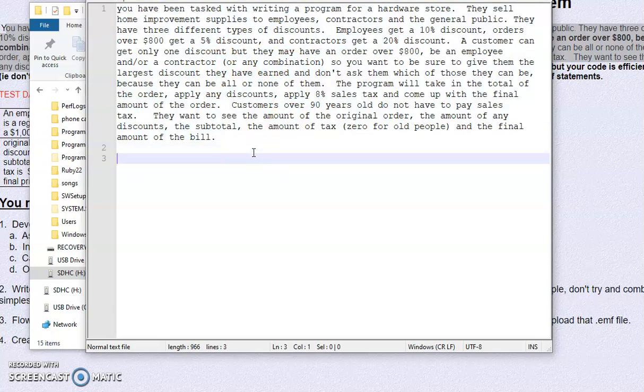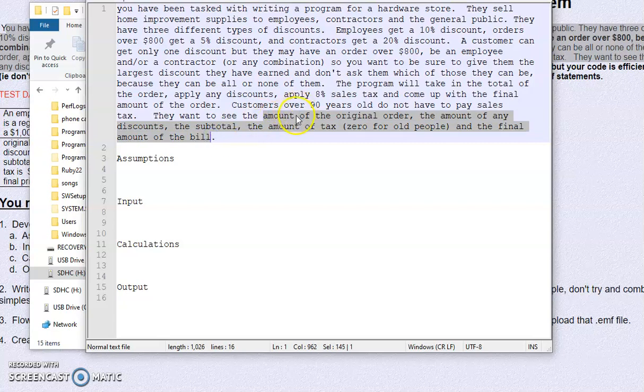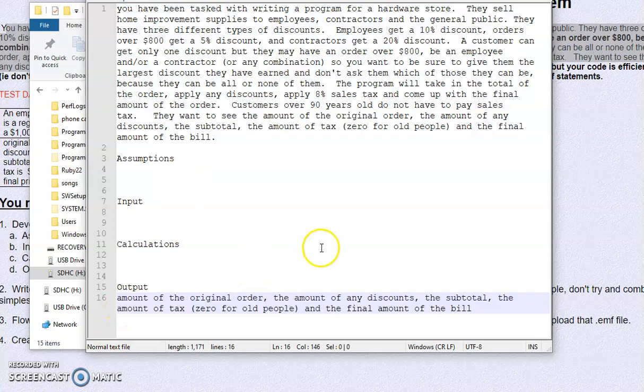So we need to have assumptions, input, calculations, output. All right, we always start with output. They want to see this. So I just come here and I copy this, paste it into output.